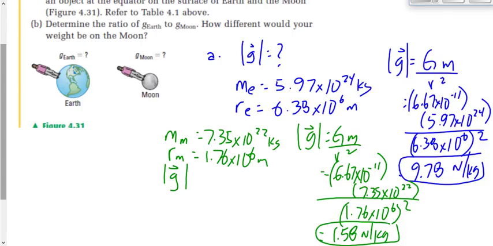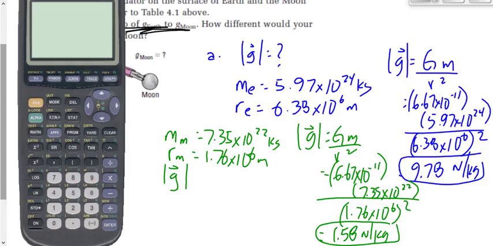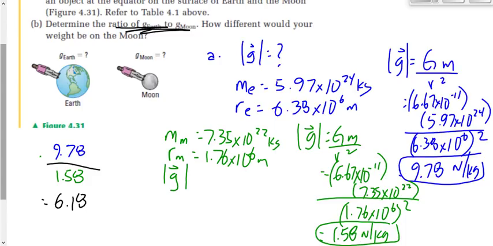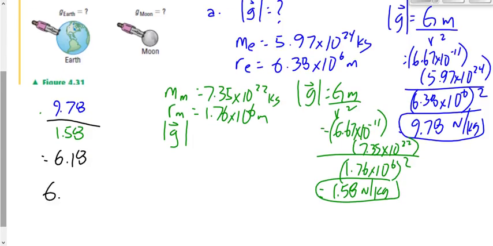All right, next question says, compare them or find the ratio. We would find the ratio of these two. Ratio means divide. 9.78, the field strength caused by the Earth, divided by the field strength caused by the moon. We do that math, and 9.78 divided by 1.58 gives us 6.18. You could just say 6.18, that'd be fine. I'd give you credit for that. Or some people like to express a ratio like this, 6.18 to 1.